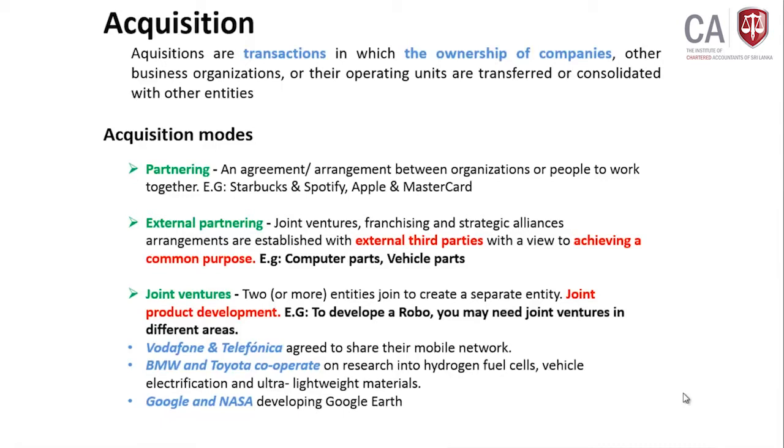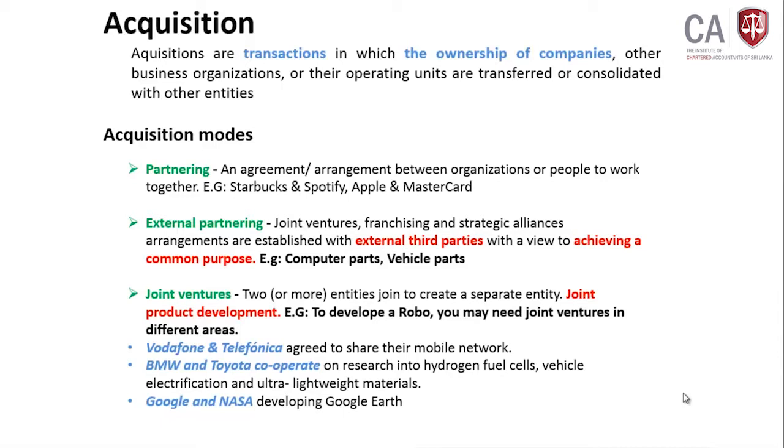So, in order to develop a robot, you may have a joint venture with different products. In joint product development, in the product development cycle, one part will be done by somebody else, so you have a joint venture with them. For the development of one product, two or three more people can be joined. So, that is called a joint venture.